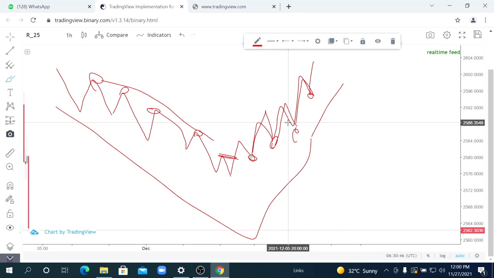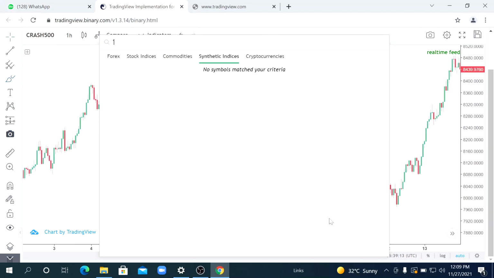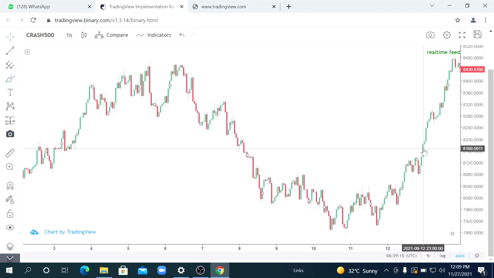Okay, so let's see this on the live chart. Let's see how to trade the V pattern on the live chart, where to place your stop loss and your take profit. Okay, as I told you, let us look at it on the live chart now.